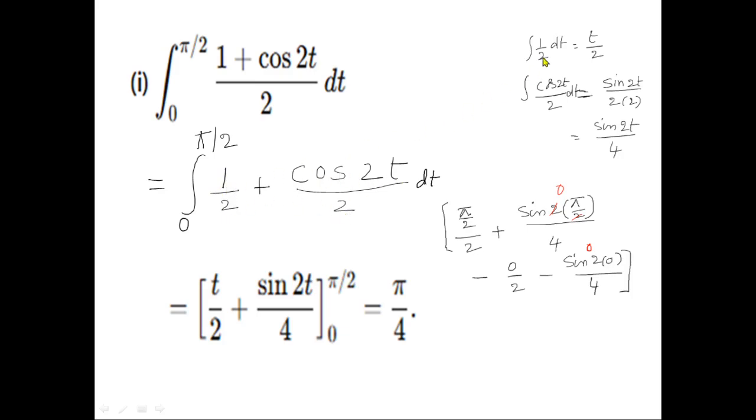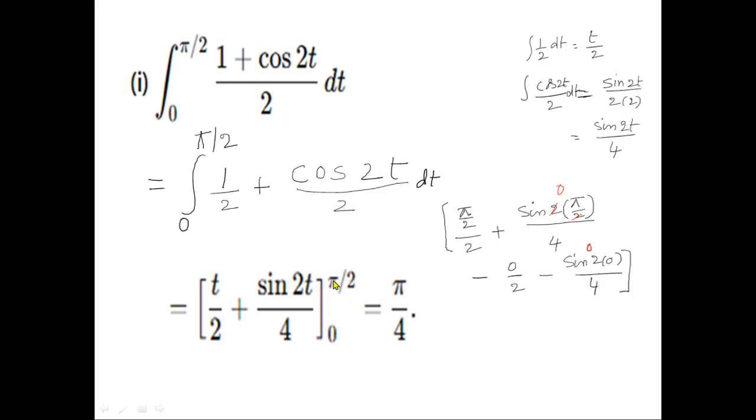The integration of 1 by 2 dt is t by 2, and the integral of cos 2t by 2 dt is sin 2t by 2, that is a 2, then it becomes sin 2t by 4. So the integration of this function will be t by 2 plus sin 2t by 4. The limits are 0 to pi by 2.